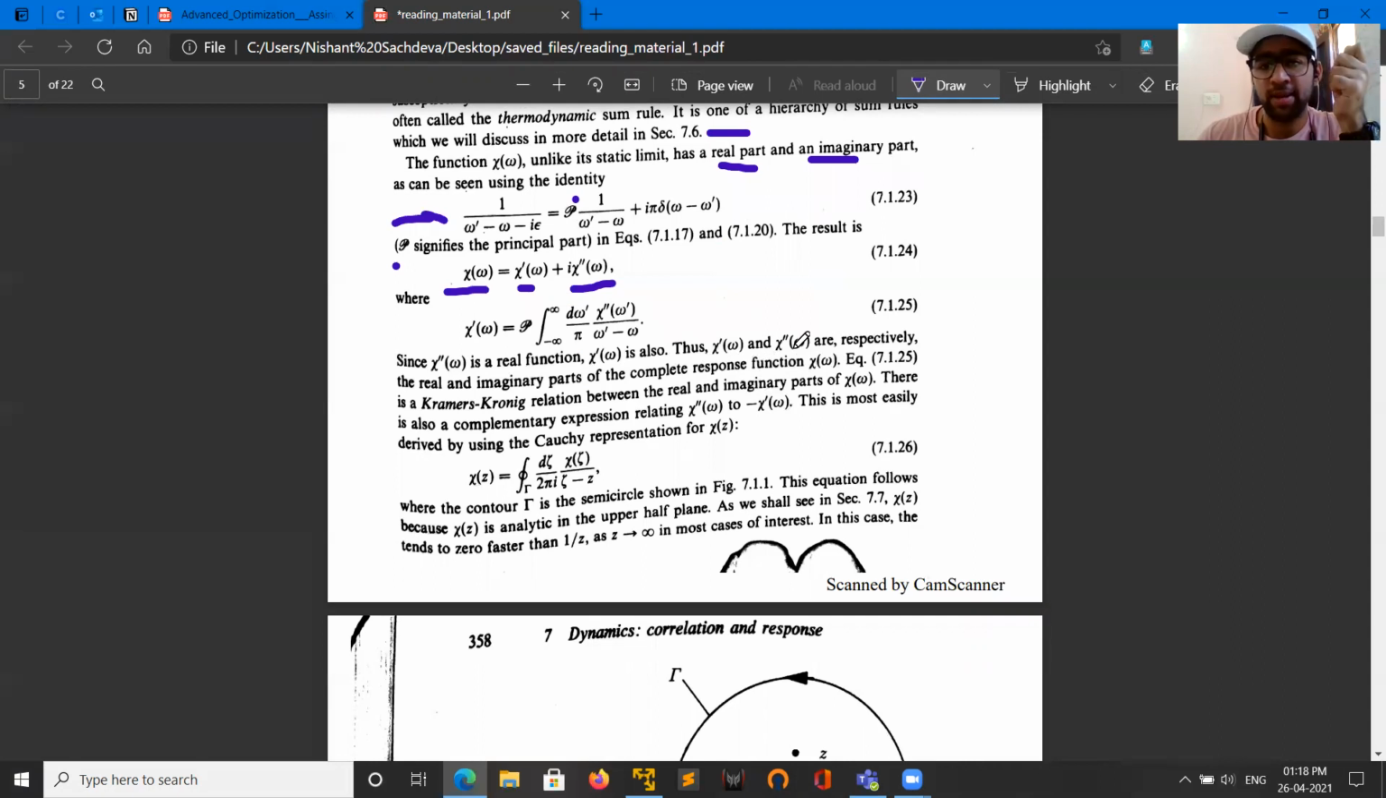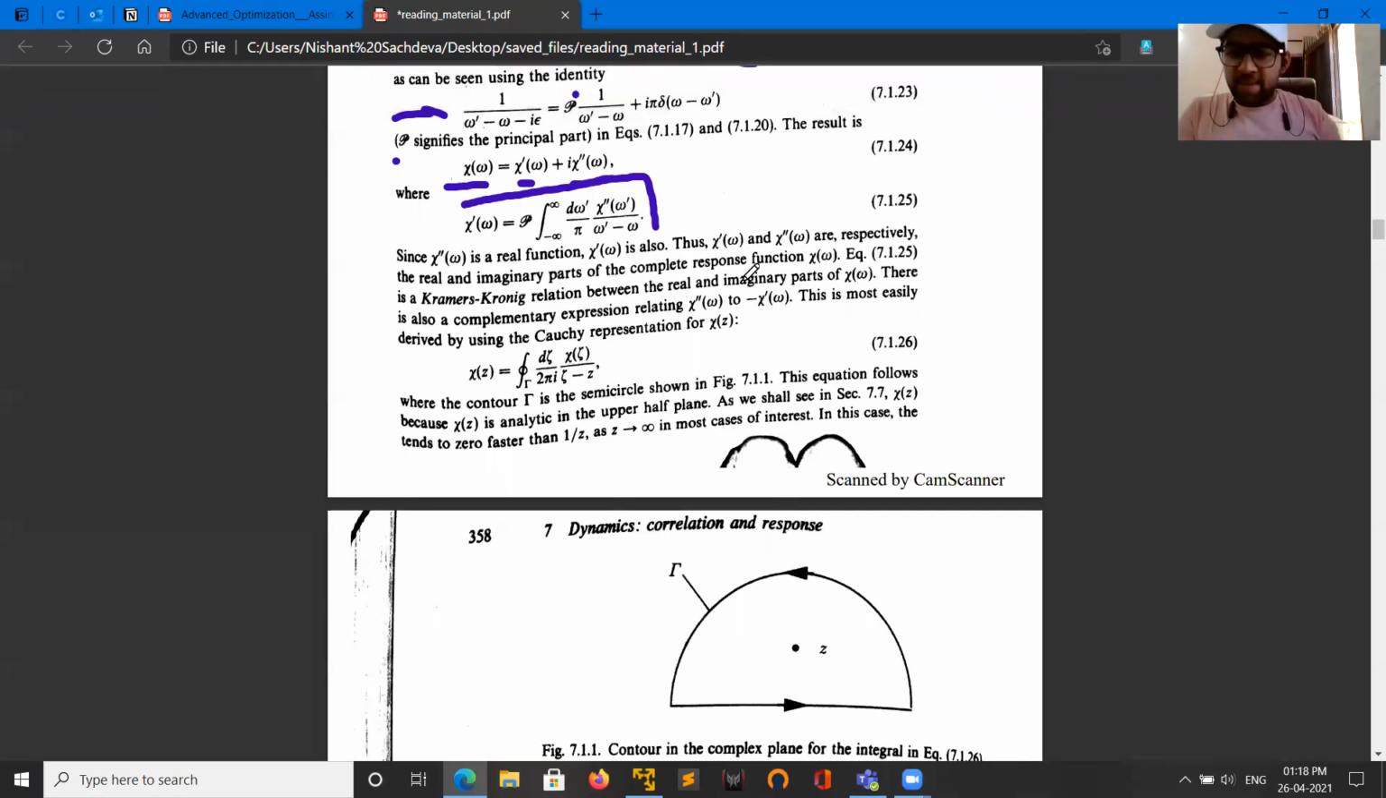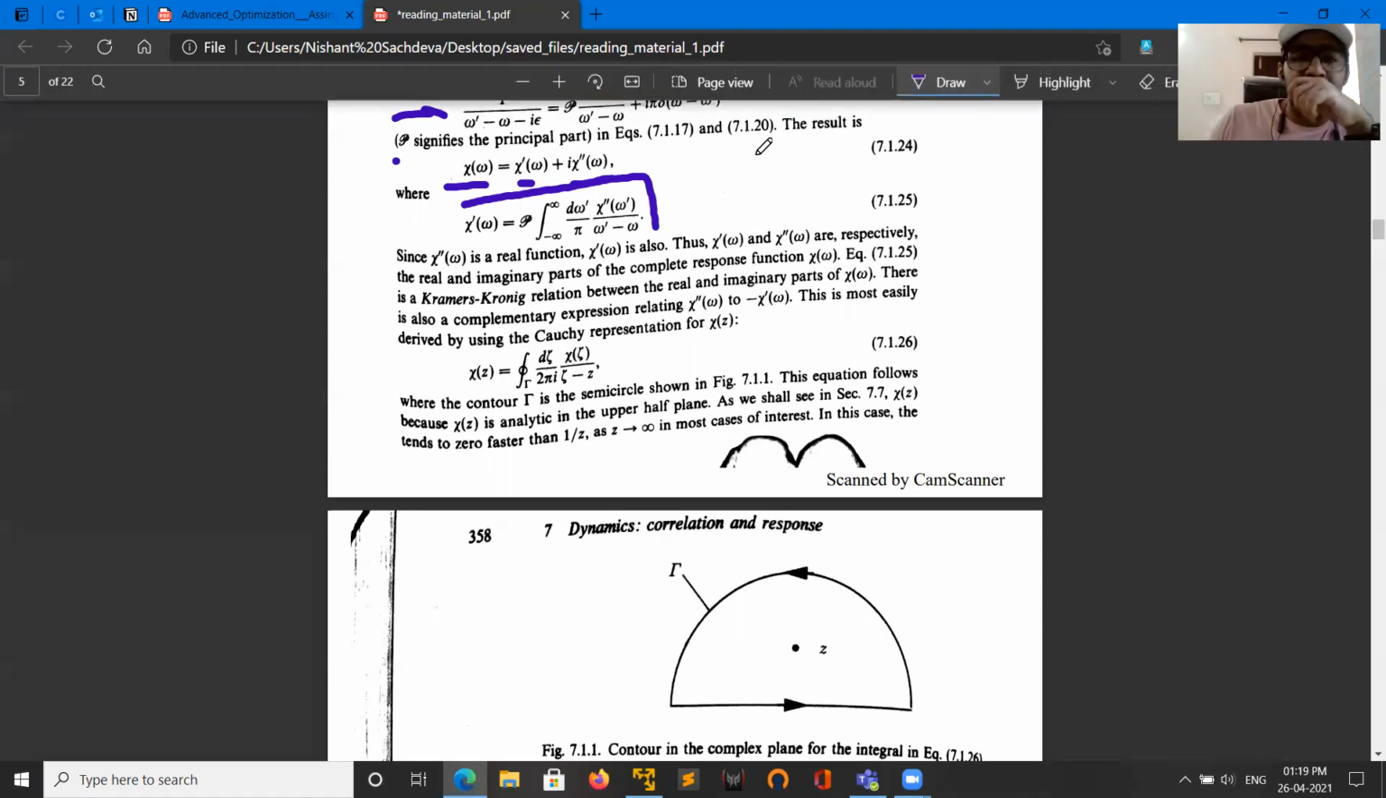So x dash of omega and x double dash of omega are respectively the real and imaginary parts of the complete response function. So equation 7.1.25, this guy, a big integral over here, is also called the Kramers-Kronig relation between the real and imaginary parts of x of omega. Let's go over this part again. There's a lot of maths that happened there. We'll go slowly, okay? So we arrived at x double dash of omega. We said that, okay, it's a real function.